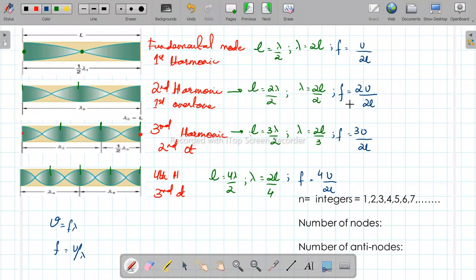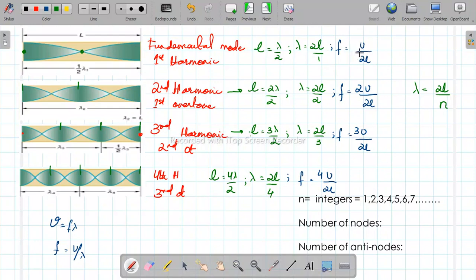Let's just first compare the wavelengths. For the first harmonic, the wavelength is 2L, or we can write it as 2L over 1, right? Because dividing or multiplying anything by 1 does not make any difference. For the second harmonic, we have 2L over 2. For the third harmonic, 2L over 3. For the fourth harmonic, 2L over 4. In other words, generally, lambda is 2L over an integer, which can take all possible integer values 1, 2, 3, 4, 5, 6, and so on. Right?